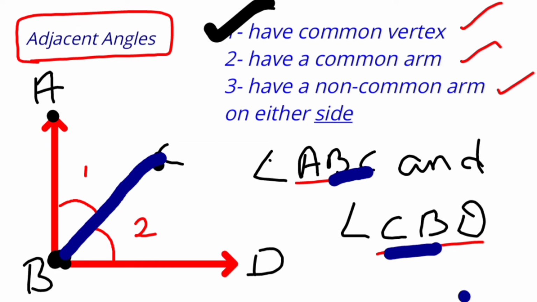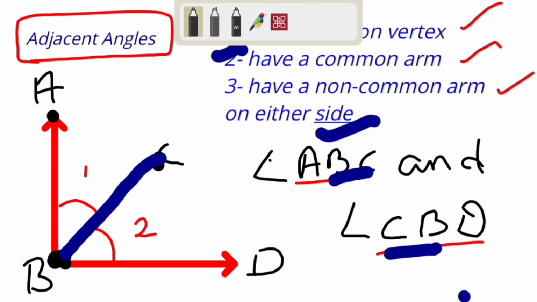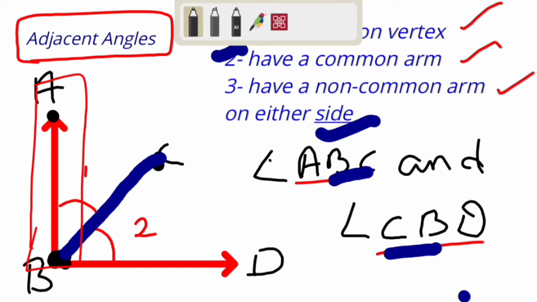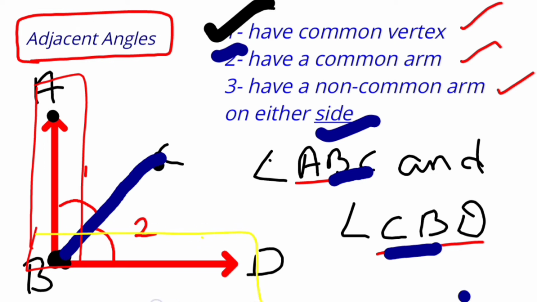Now third one is have a non-common arm on either side. दोनों angles की एक ऐसी arm होनी चाहिए जो non-common हो. So let's check for angle ABC. We have an arm which is AB, this one, and for angle CBD also we have an arm, which one? BD. So these are fulfilling all three conditions. So you can say angle ABC and angle CBD are adjacent angles.